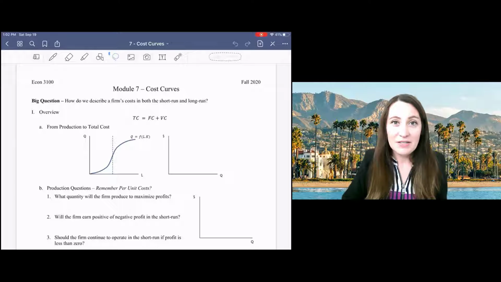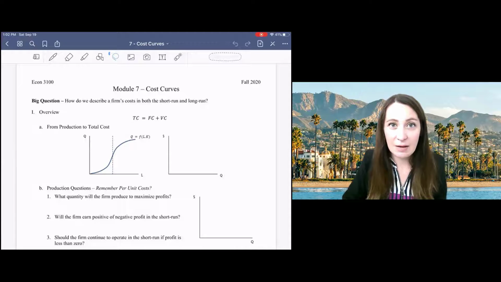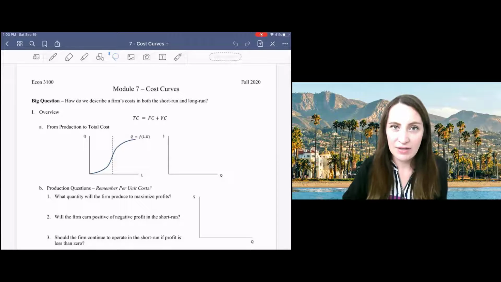So it's time now to turn our attention to cost curves, which will be useful for us as we move forward to talk about different market structures like competition and monopoly. But before we dive into deriving the cost curves, I just want to remind you a little bit from intro about which costs we're interested in calculating.